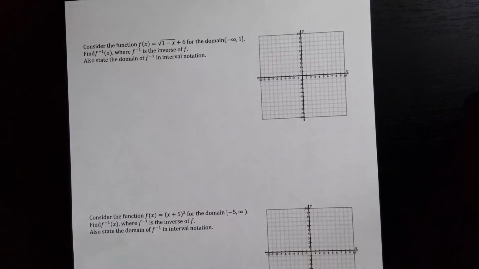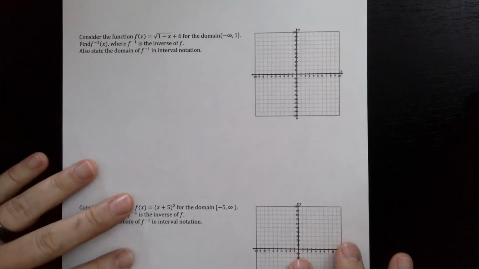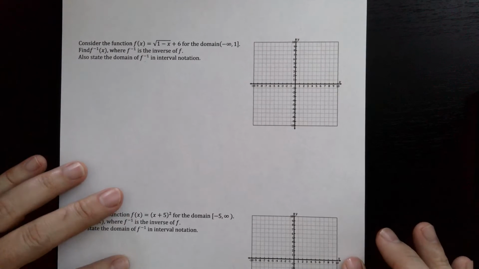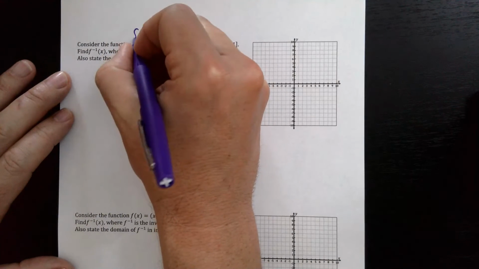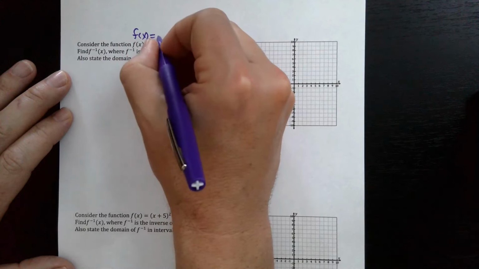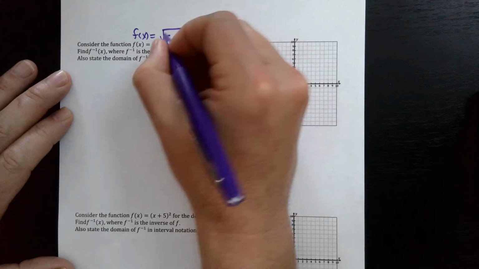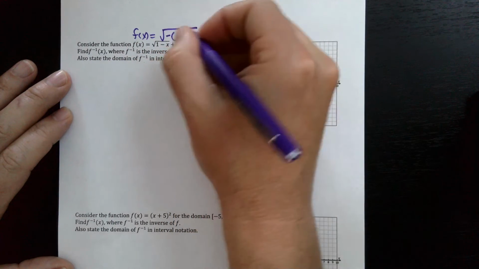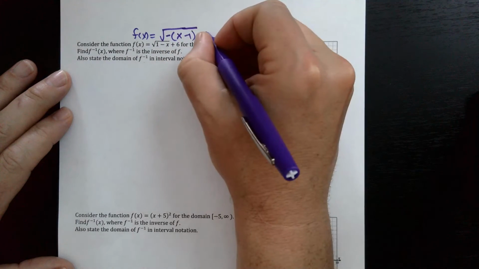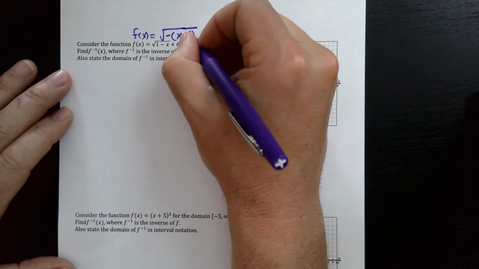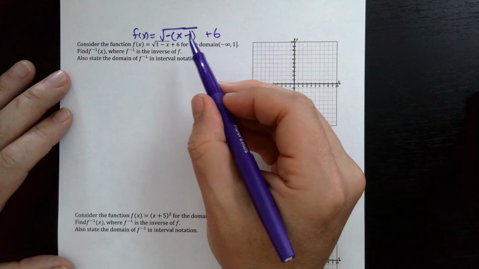Okay, let's look at a couple more of these. So this one we have f of x equal to square root of 1 minus x plus 6. Okay, so I'm going to write that as f of x is equal to the square root of negative, factoring out a negative inside there, x minus 1 plus 6. Okay, that will help me figure out how it shifts, and that is a minus 1 there.